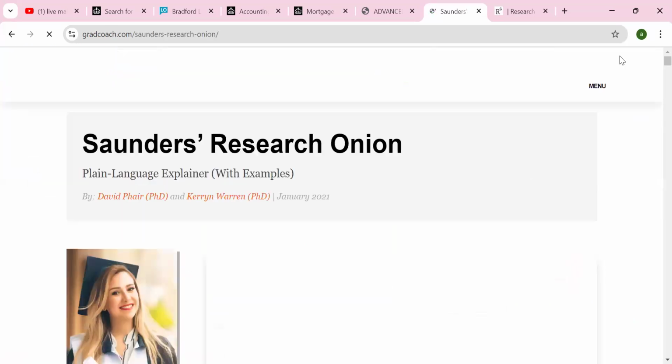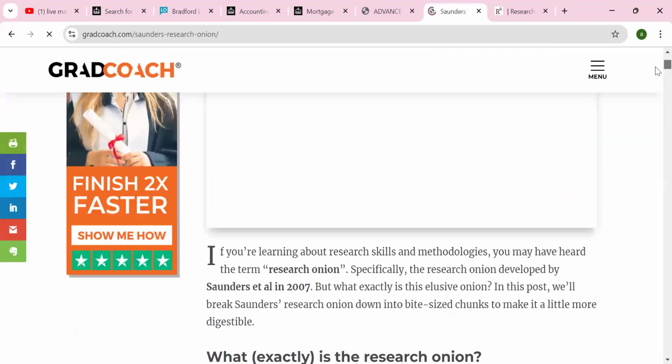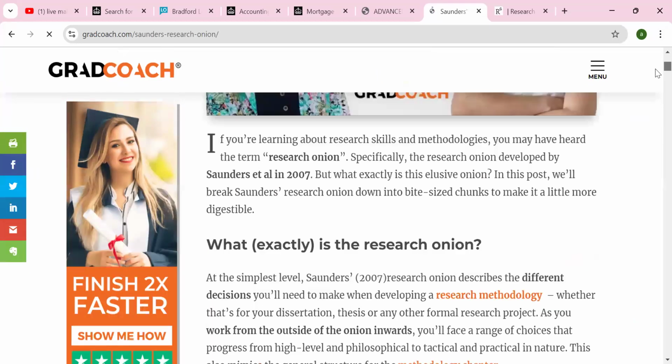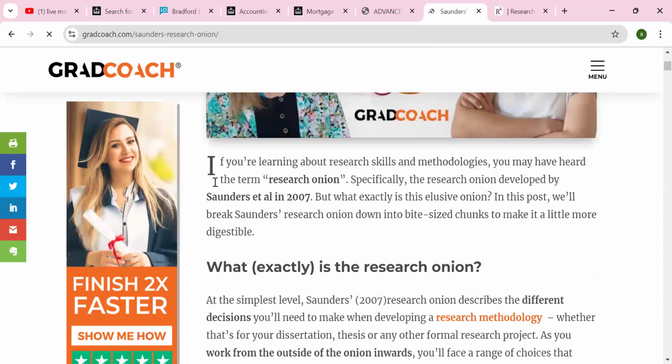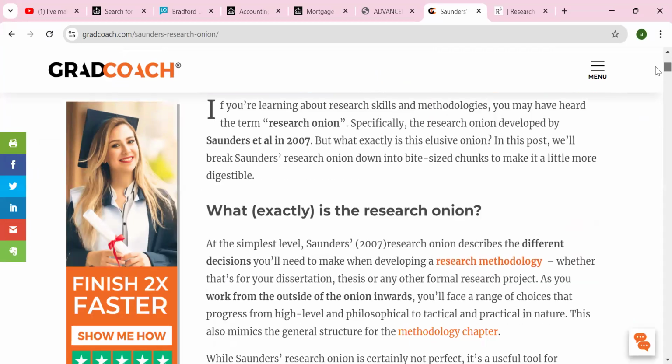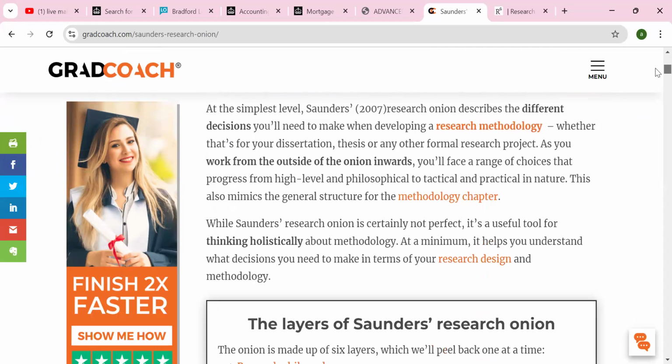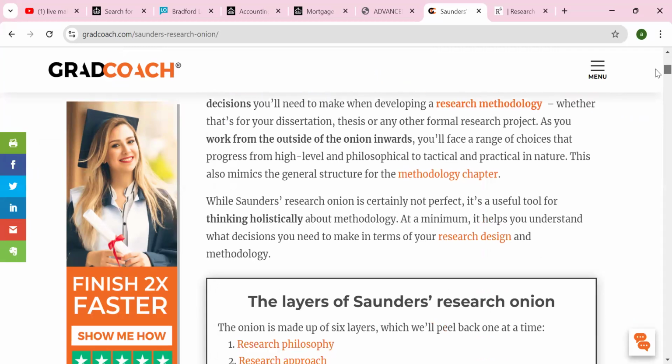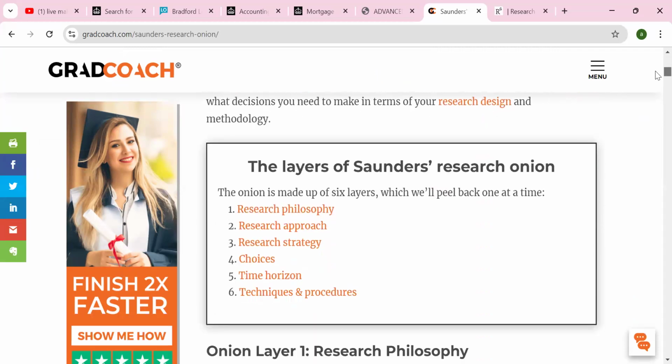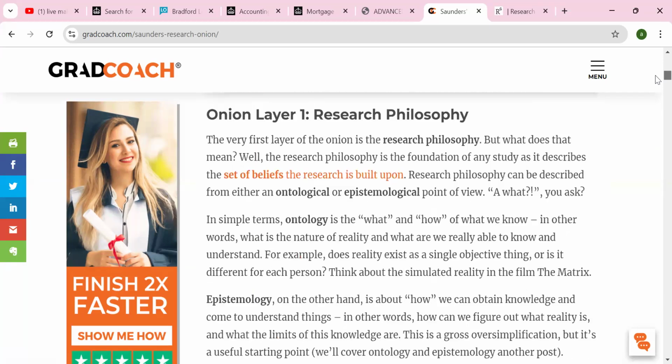The research onion model was given by one of the great scholars, called Saunders. He gave these methodologies. Whether in your dissertation or your course, we can look at the research philosophy, research approach, research strategy, time horizon, and so on.